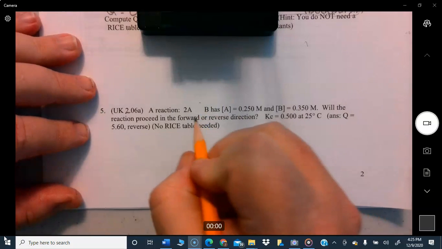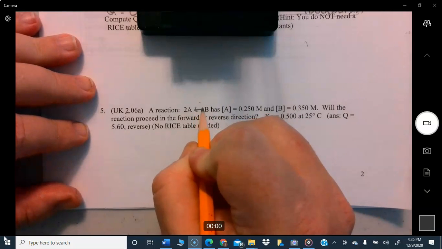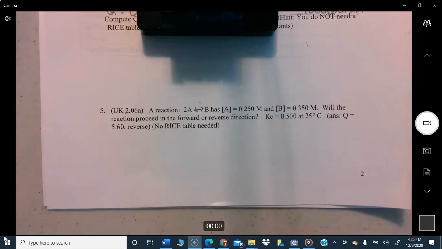Okay, so here's a reaction again. I left off the arrow. So that's why it's good to watch these videos. I can correct those things. So a reaction from 2A to B. That would be a composition reaction. It's two of something combining to form something different. And it gives you a concentration for A and B. And will the reaction proceed in the forward or reverse direction? It's telling you what the Kc is. So you're going to calculate the Q, and you're going to figure out, is the Q bigger than the K or less than the K?